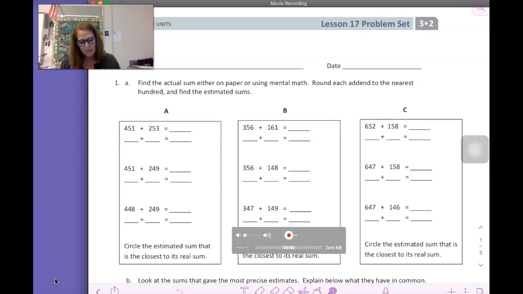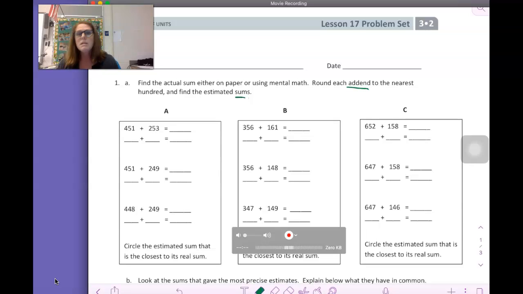So let's go ahead and read the directions for letter A together. Find the actual sum either on paper or using mental math. And remember, mental math doesn't mean you're not doing any math work. Mental math means you're using a different strategy. Round each addend, which is the numbers we're adding, to the nearest 100 and find the estimated sums, which are the answers to the addition problems, okay? So those are all really important vocabulary words.